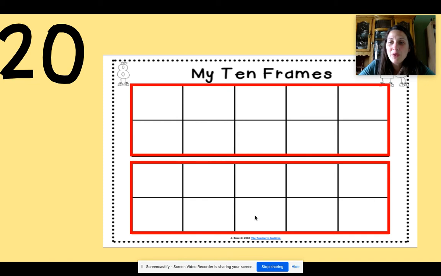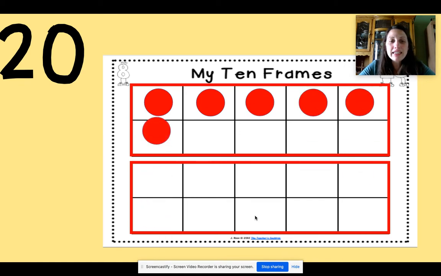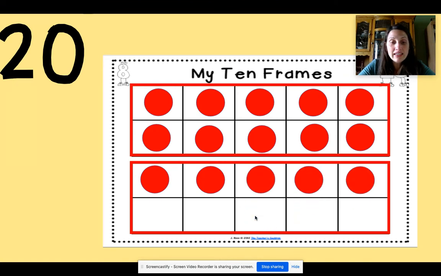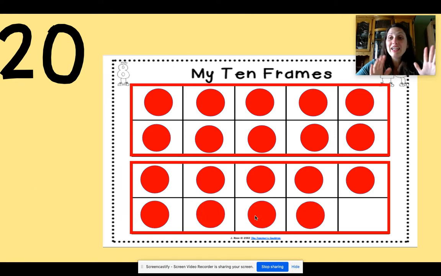Let's start with the number 1, counting together. 1, 2, 3, 4, 5, 6, 7, 8, 9, 10. There's one full tens frame, but we're not done. 11, 12, 13, 14, 15, 16, 17, 18, 19, 20. And look at that. We have 20 counters and another full tens frame.